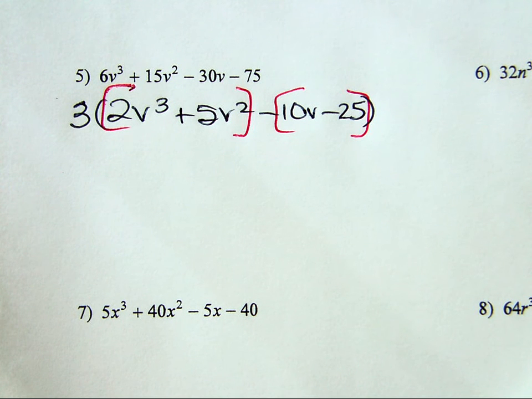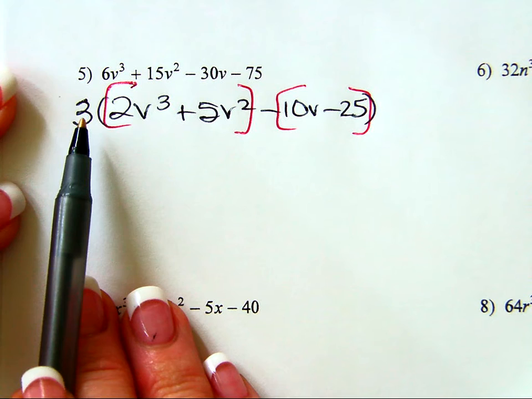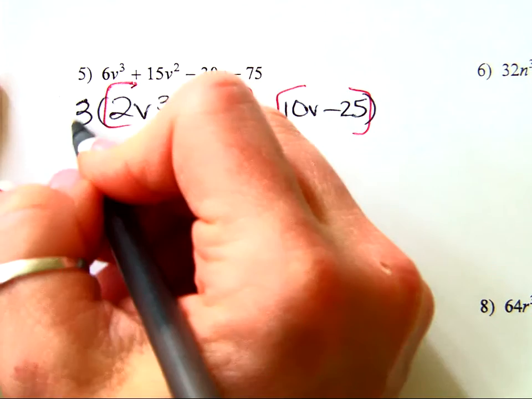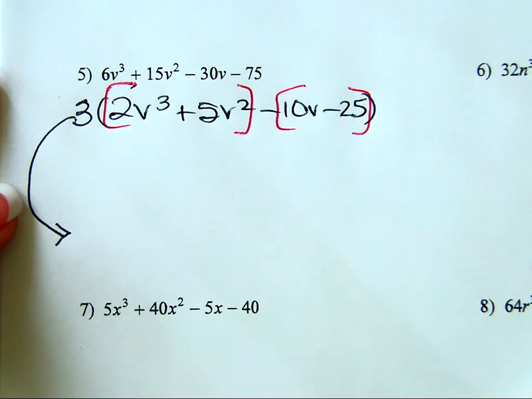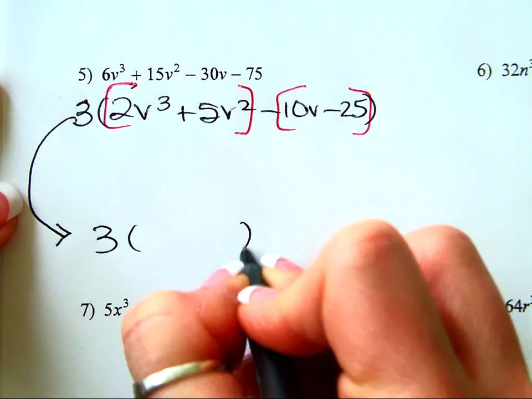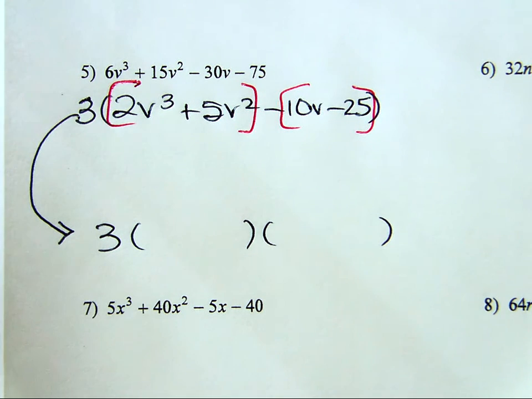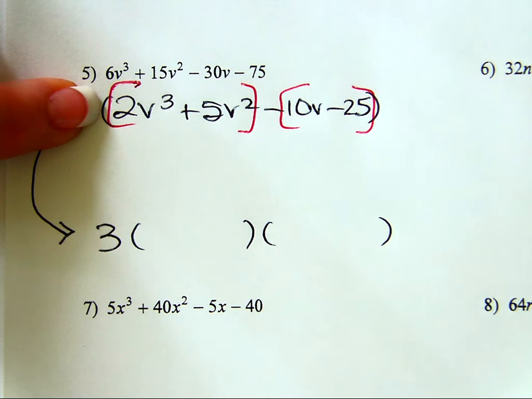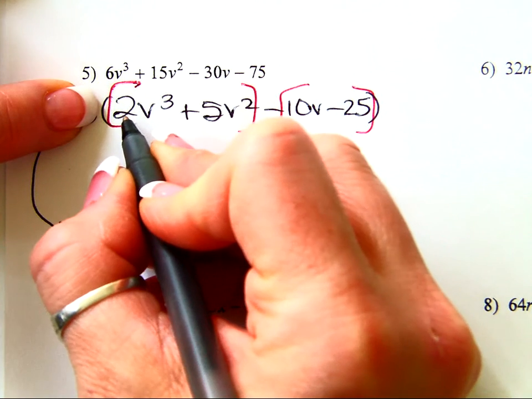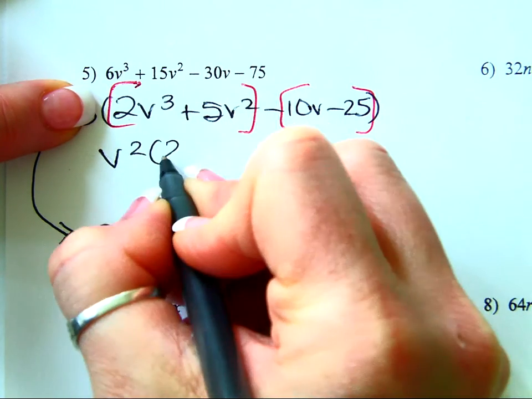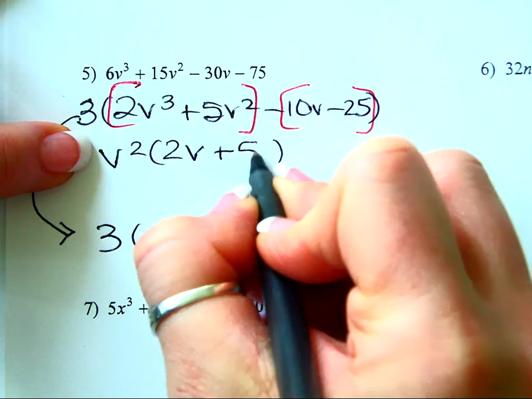And now, that 3 is kind of in the way for when I pull my first GCF out, isn't it? So you know what I'm going to do so I don't forget it later? I'm just going to bring it down here and put it like that so I don't forget it. Because every time you forget it, it's a point off, right? So then I just go and do the problem as normal, and I pretend like that 3 is not there. So the GCF of this and this is v squared, and that leaves me with a 2v plus 5. Good so far?